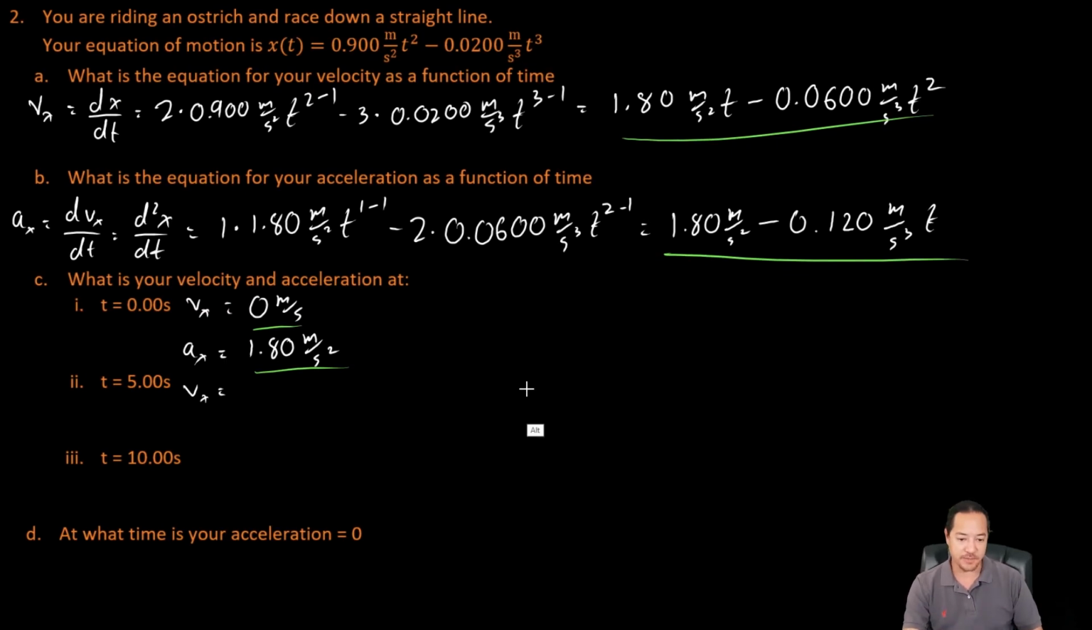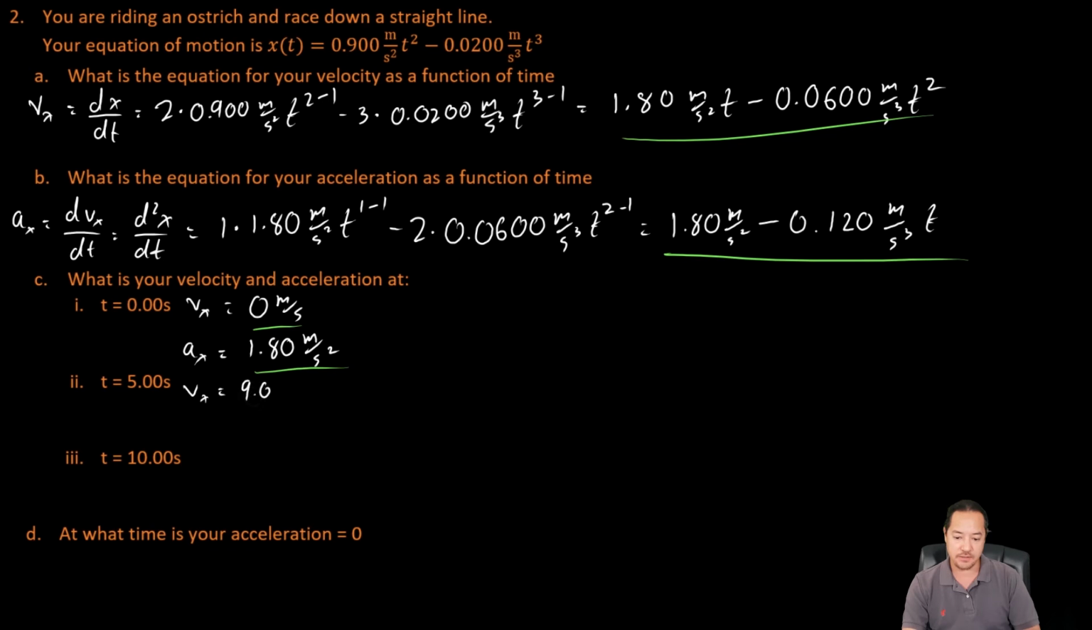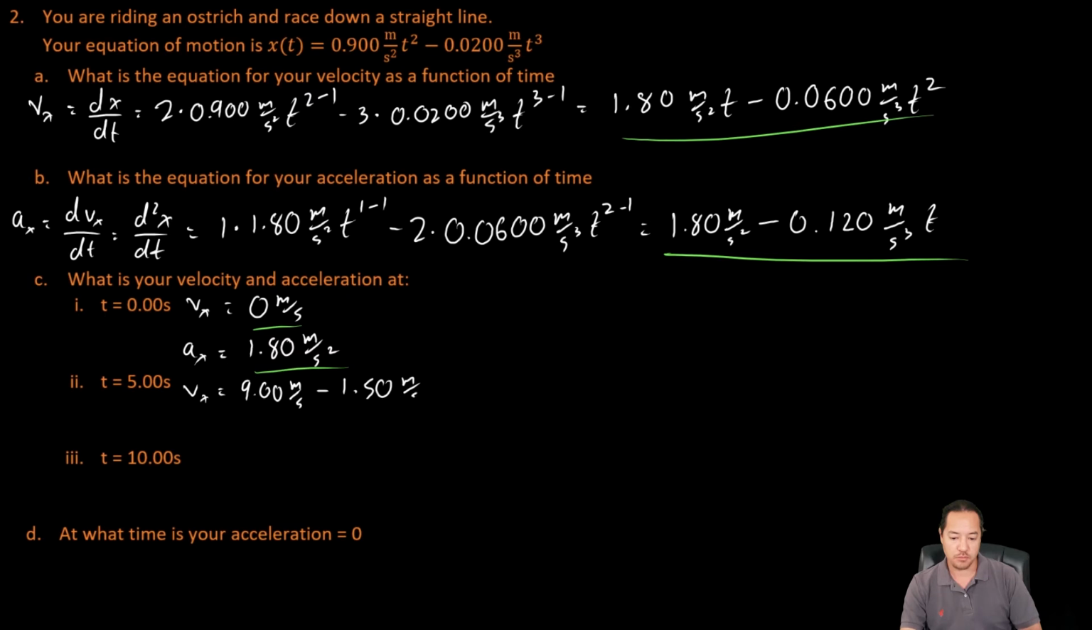So let's break out the calculator. So we get 1.8 times 5, so that's 9. So we get 9 meters per second. And what do we have here? 5 times 5 is going to be 25 times 0.06 minus 1.5 meters per second. And we can do this calculation in our heads. This is going to give us 7.50 meters per second. So that's going to be our velocity at t equals 5 seconds.